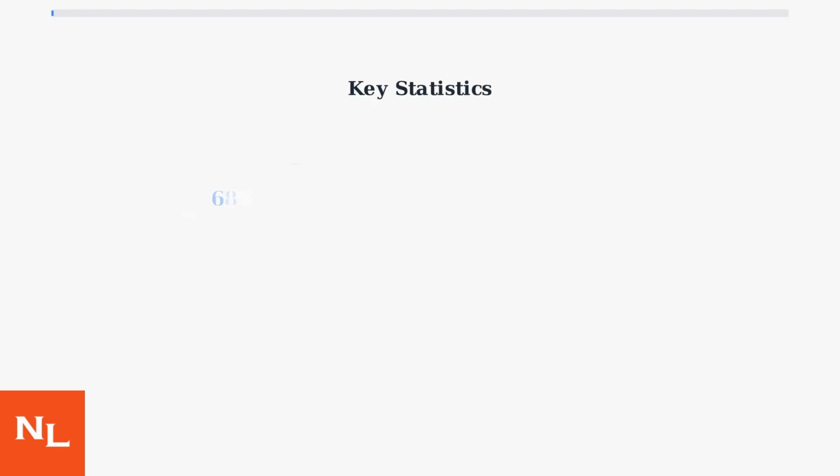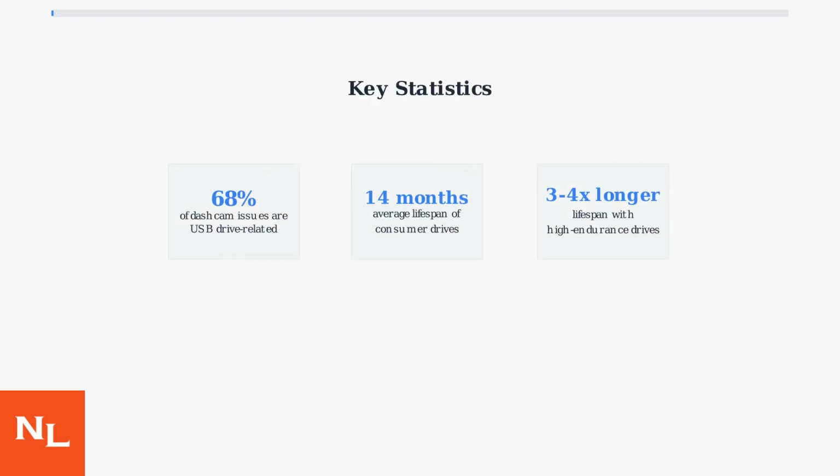Tesla service data shows that 68% of Dashcam issues are USB drive-related. Consumer-grade drives typically last only 14 months, while high-endurance drives can last 3 to 4 times longer.